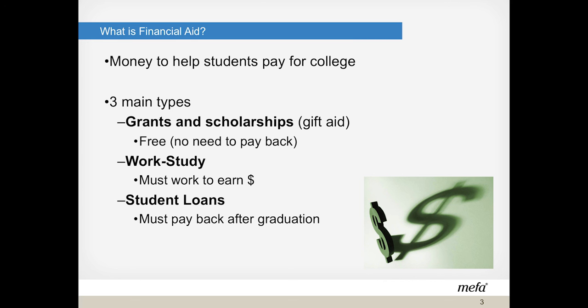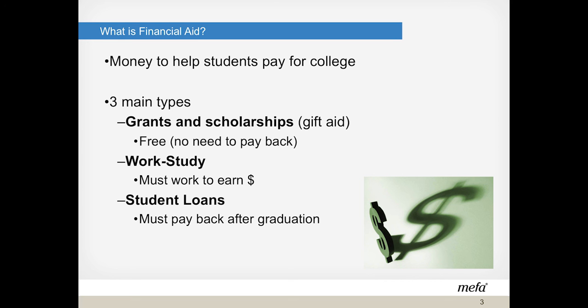What exactly is financial aid? It's simply money to help students pay for college. And there are three main types of financial aid. The first are grants and scholarships. And grants and scholarships are the best type of financial aid. They are free money. So if you receive a grant or a scholarship to help you pay for school, this is great news because you never have to pay back that money.